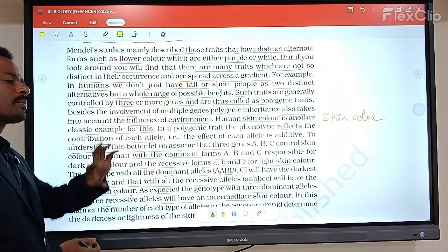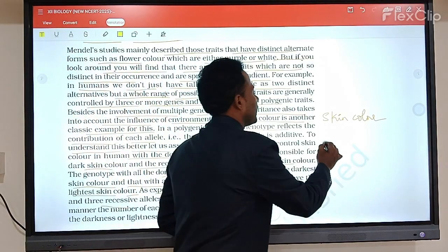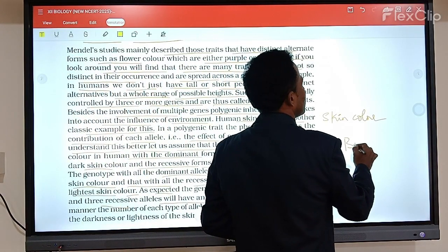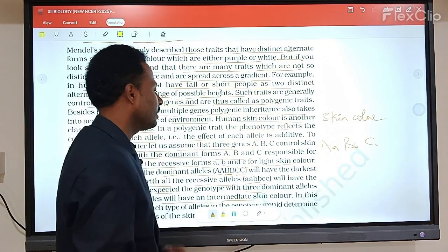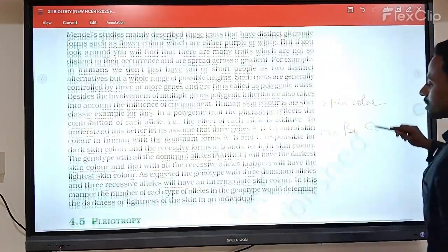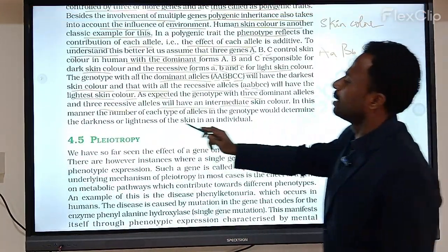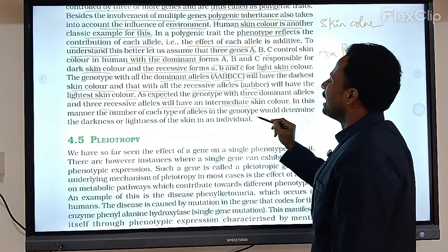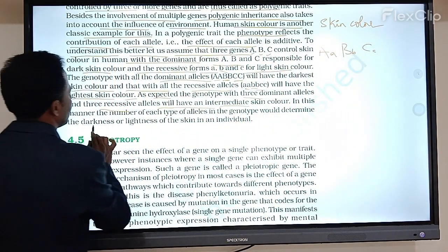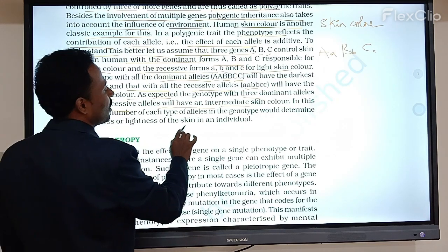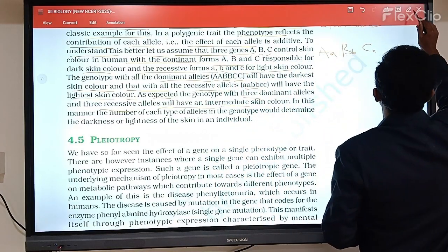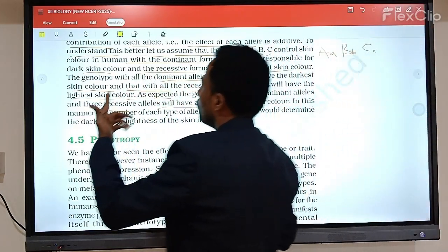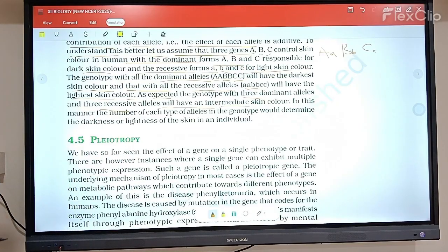So when you cross, what happened? In the cross they have capital A, small a, capital B, small b, and capital C, small c. These are heterozygous, as we noticed easily. Okay, and in this manner, the number and type of alleles determine the genotype. That is the darkness or lightness of the skin color in an individual. So these genes totally affect the phenotype or genotype. Okay, this is completely called polygenic inheritance.